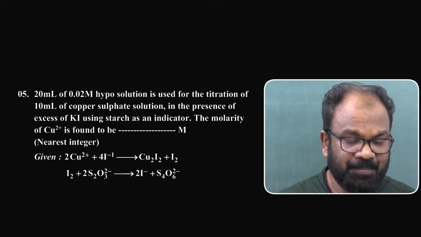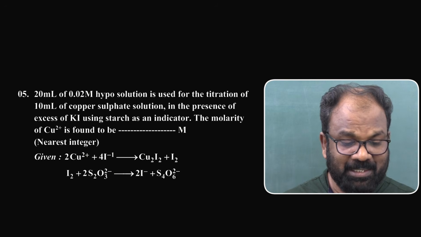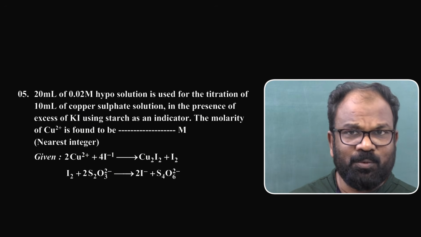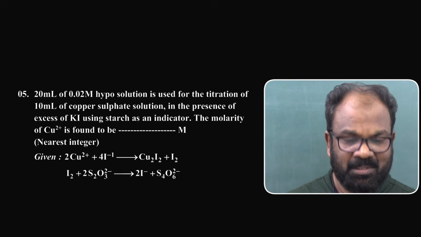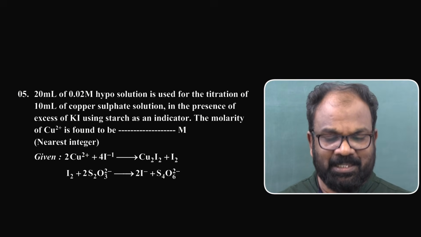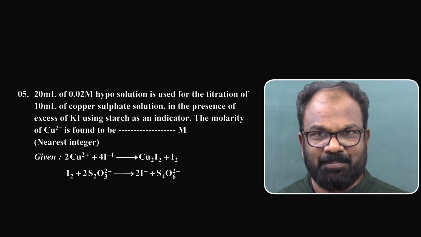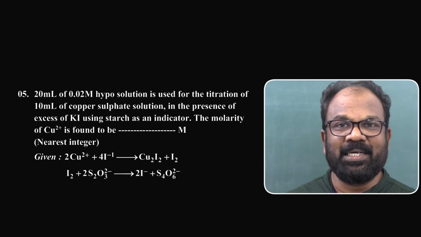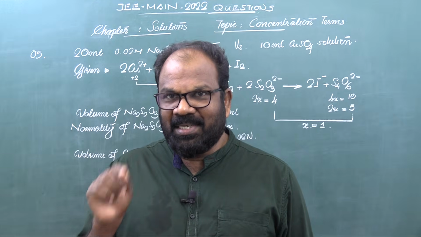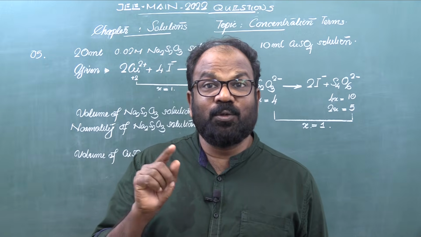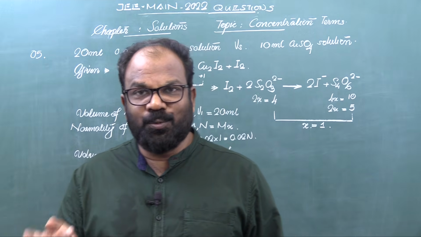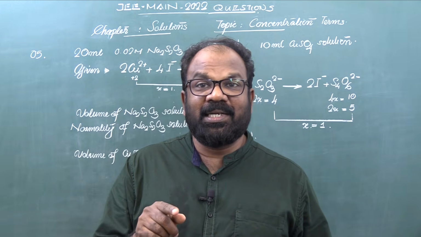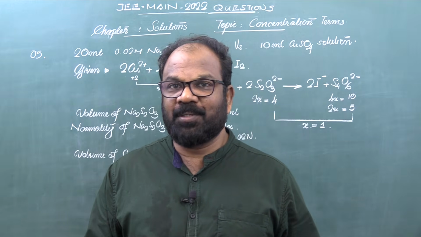The first equation is 2Cu2+ + 4I- gives Cu2I2 + I2. The second equation is I2 + 2S2O3 2- gives 2I- + S4O6 2-. This question states that 20 ml of 0.02 molar hypo solution is used. Hypo solution means sodium thiosulfate solution, used for the titration of 10 ml of copper sulfate solution.